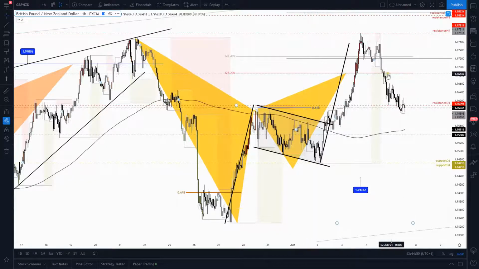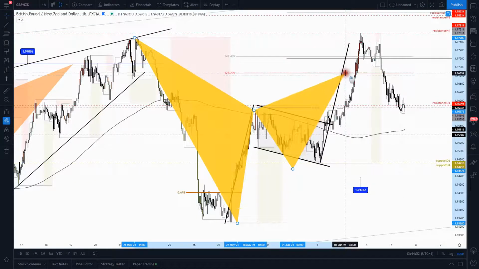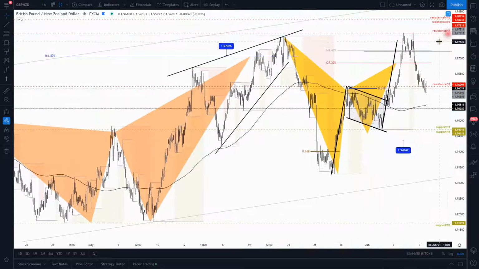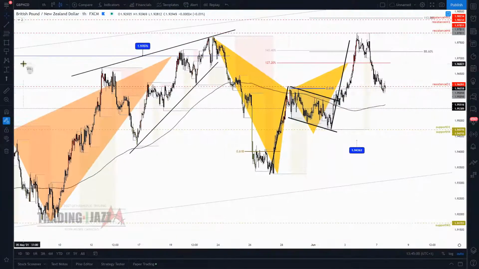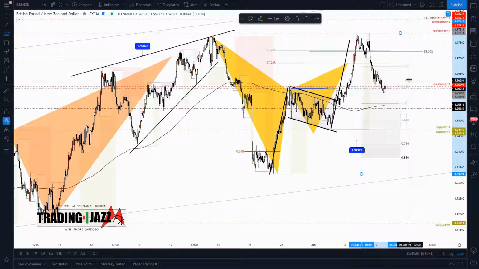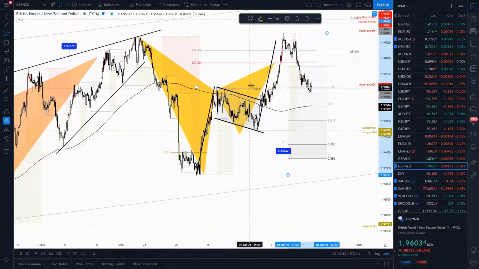But at some point it was expected based on the potential bearish Gartley pattern that I projected below the previous highs. And of course, if you put some Fibonacci retracement levels, as you can see, we are already trading the 38% Fibonacci retracement level, which is the default target for the pattern, which is still valid.